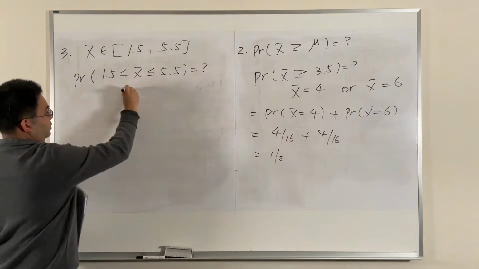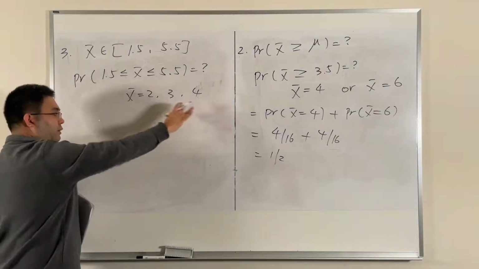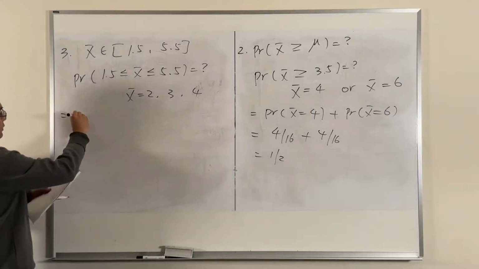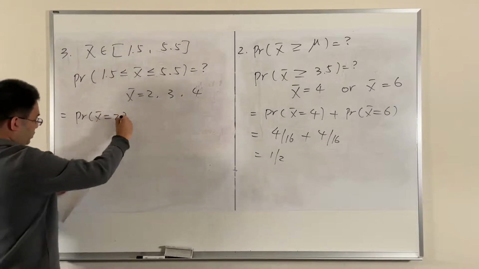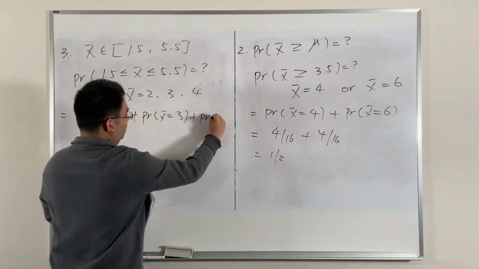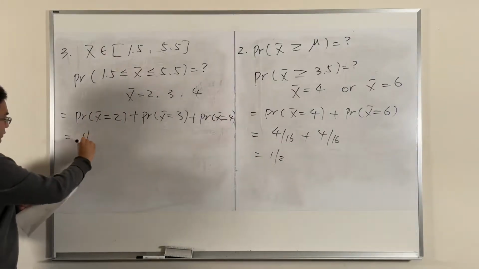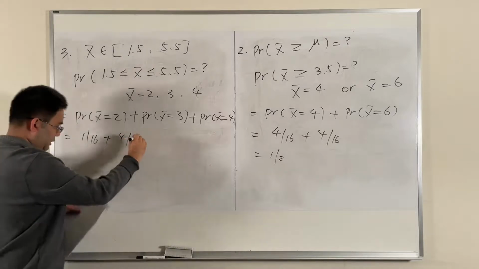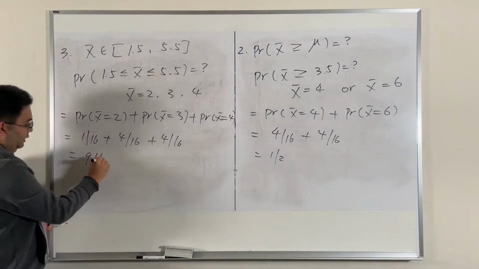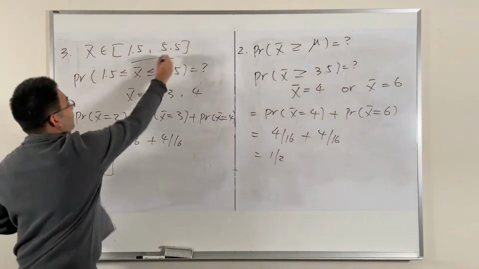The values are x bar equals 2, 3, or 4. These three values would do the work here. So this statement equals the probability of x bar equals 2, plus the probability of x bar equals 3, plus the probability of x bar equals 4. So we just attach the probability to them: 1 over 16 plus 4 over 16 plus 4 over 16, and that equals 9 over 16. So the probability is 9 over 16 that your sample mean will be in the range of these values.